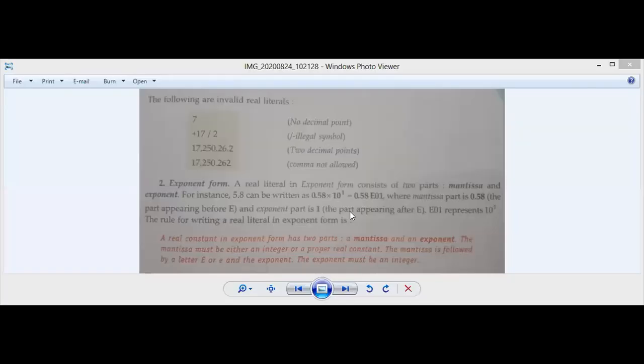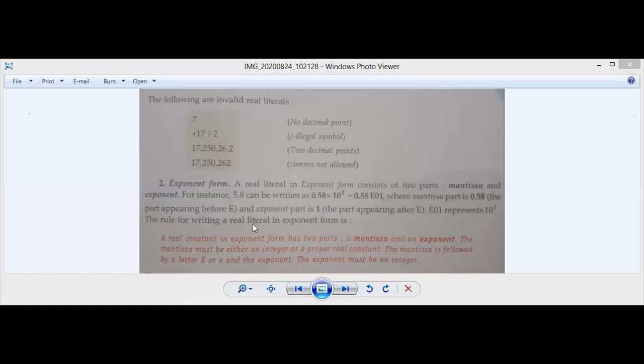Now let me come to the topic. The same thing is told here. You can see here, in this 0.58E01, the mantissa part is 0.58, which is the part appearing before E, and the exponent part is 1. The exponent means the part appearing after E. So E01 represents 10 power 1.